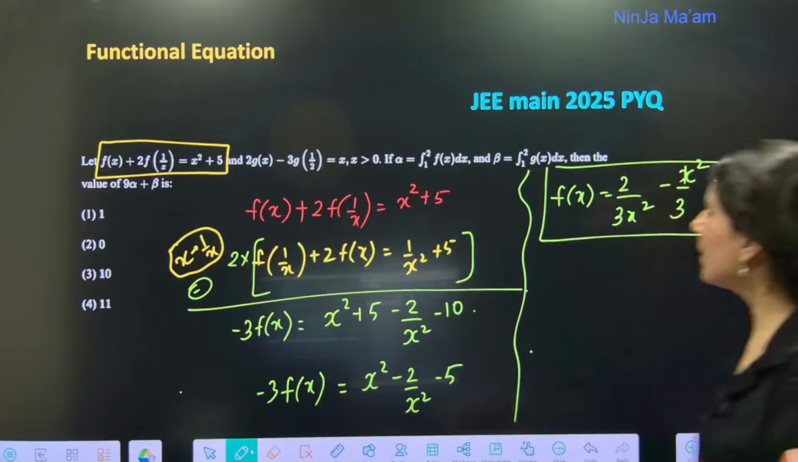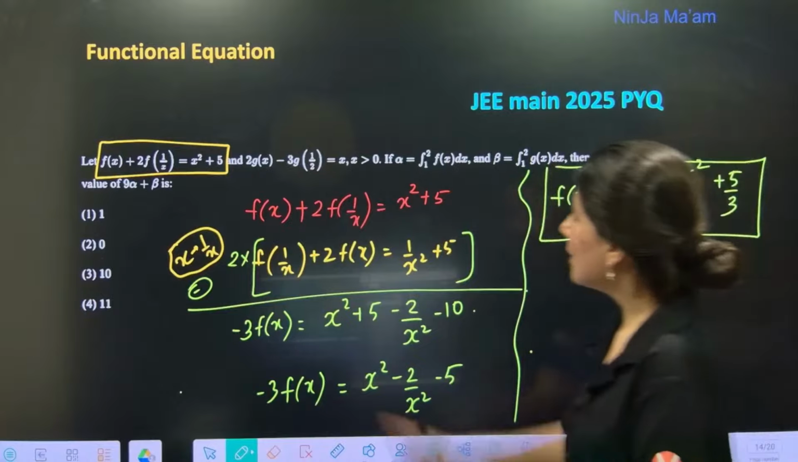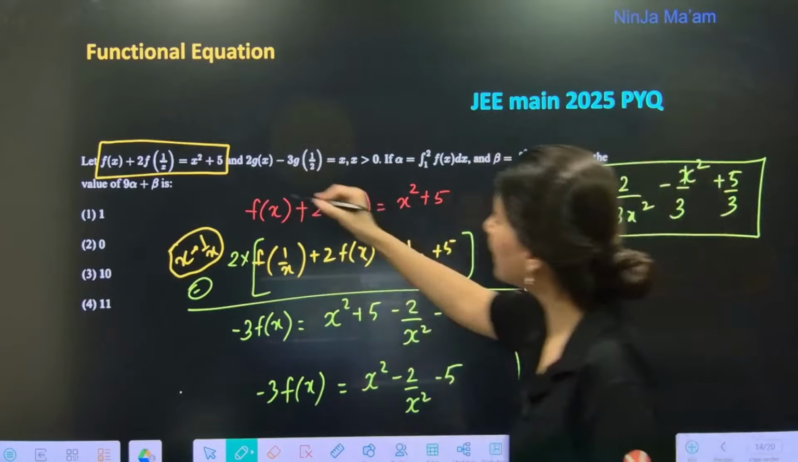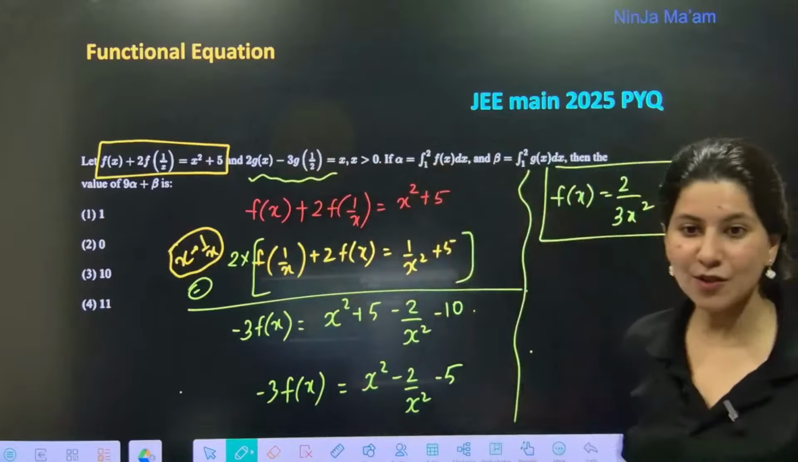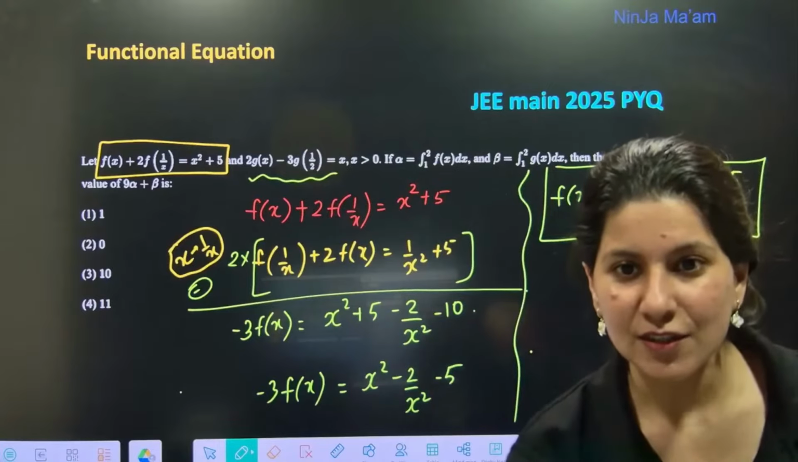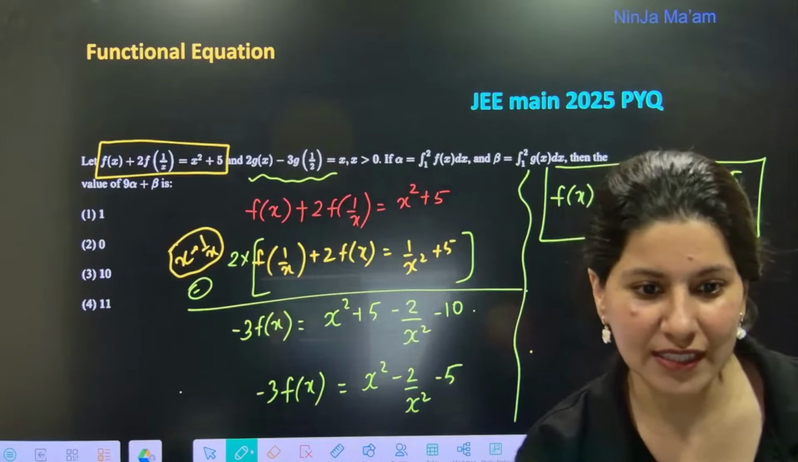Now what they are saying is that g of x is also given in the same manner. Can you see g of x is also given in the same manner?